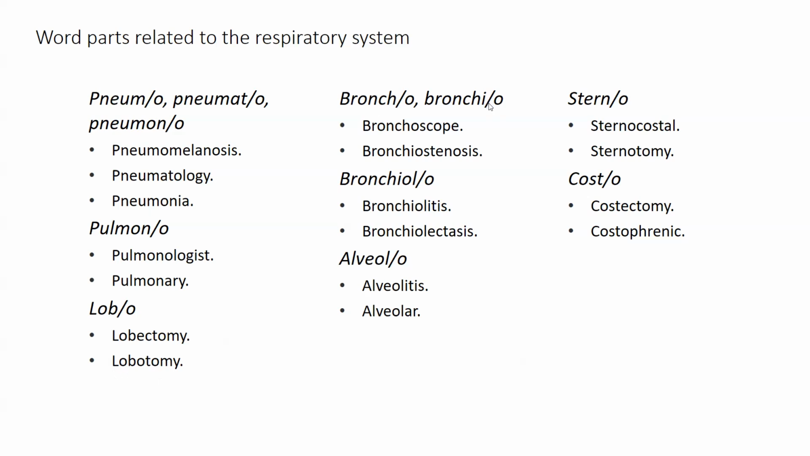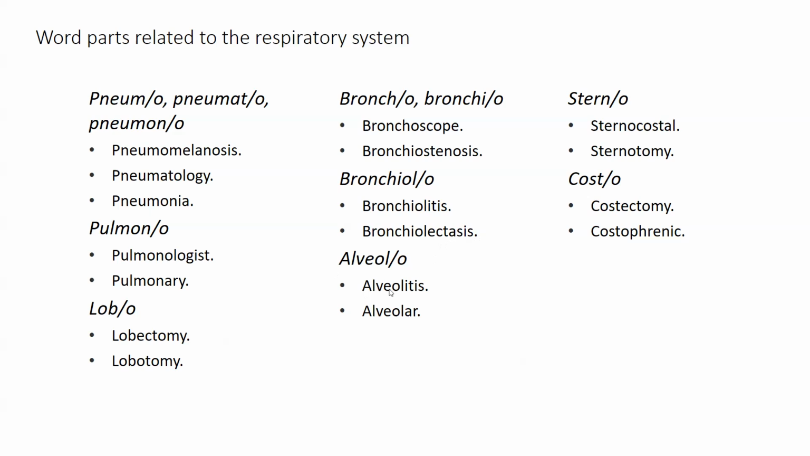Broncho and bronchio both refer to fairly large airways. A bronchoscope is a device used to look down into the bronchi. Bronchiostenosis would be a narrowing of those airways. The suffix "ol" makes the root smaller, so this is a small bronchus, a small airway. So bronchiolitis is an inflammation of those small airways. Bronchiectasis is a widening or dilation of those airways. Ectasis means a widening or a dilation.